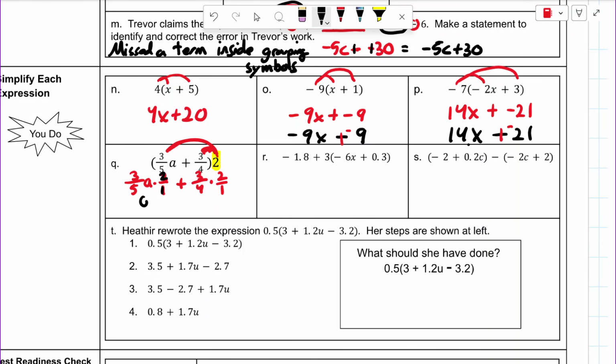3 times 2 is 6. 5 times 1 is 5. So 6/5 a plus 3 times 2 is 6, and 4 times 1 is 4. Now, you can simplify 6/4, or you could have remembered something from elementary school, cross reduction. 2 goes into 2 once, and 2 goes into 4 twice, which would have given you 6/5 a plus 3 over 2. Pause the video and try R now.